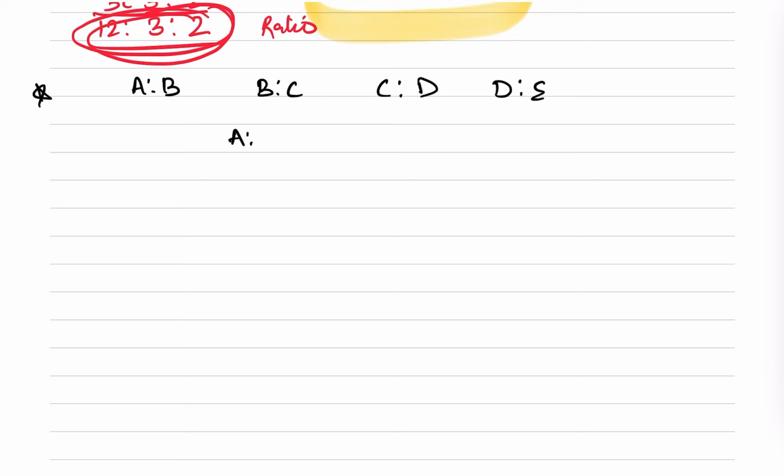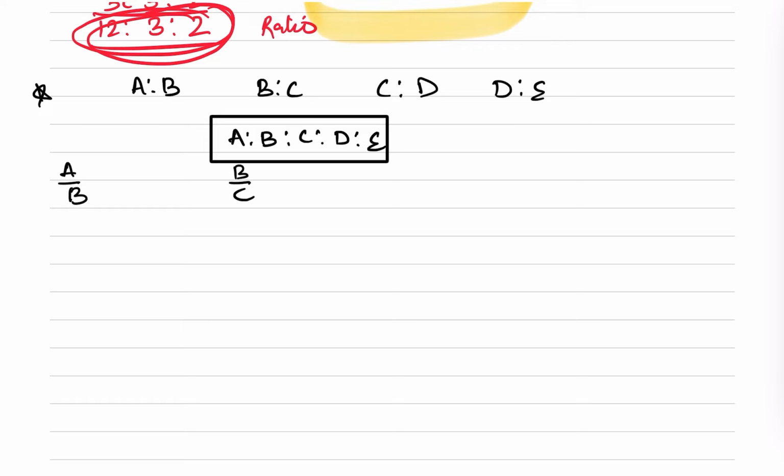So I need to find A is to B is to C is to D is to E. Okay, so what we do is, I'm just going to explain as I write. You know that a is to b is nothing but a upon b, and it is b upon c, c upon d, and d upon e.